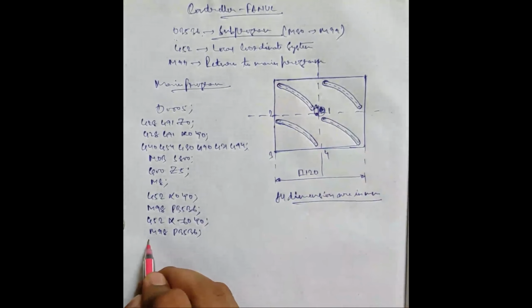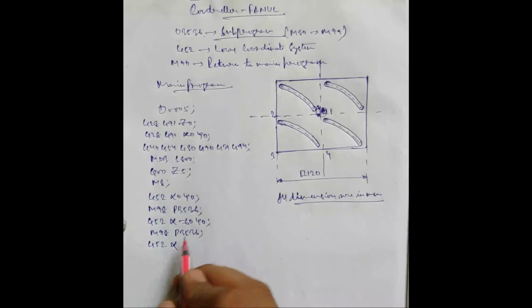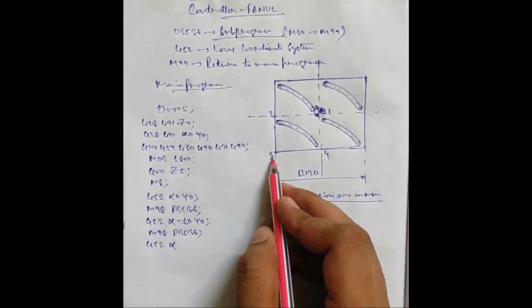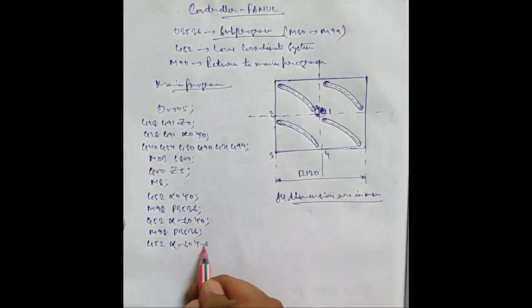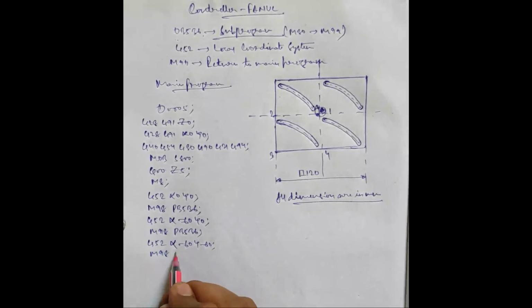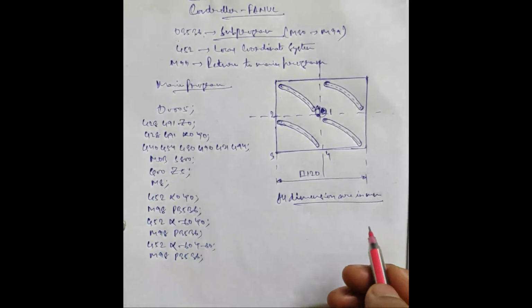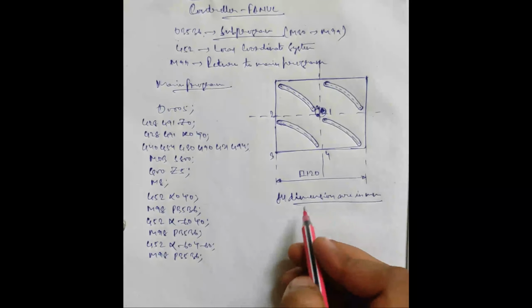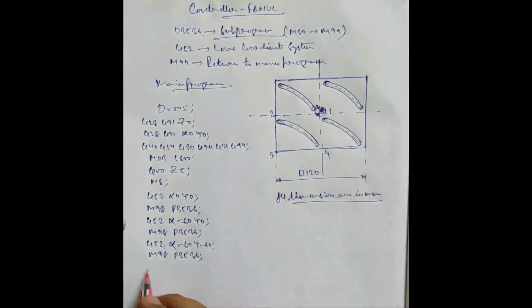Then write G52. What is the coordinate for point number 3? X minus 60, Y minus 60. Then call that subprogram again, M98 P3536. Clear?